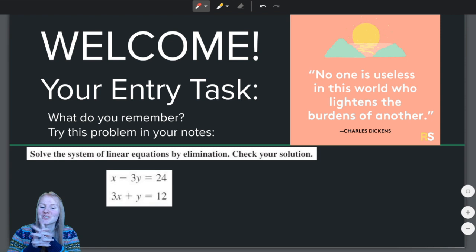You know what to do. Pause the video, try this problem in your notes, and then unpause it to do it with me. Okay, solve the system of linear equations by elimination and check your solution.